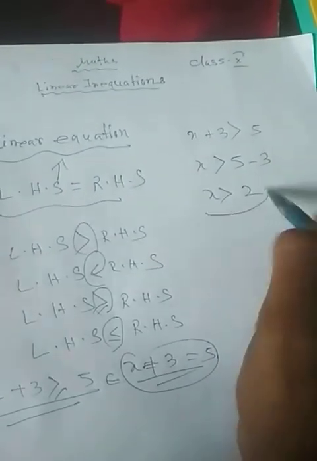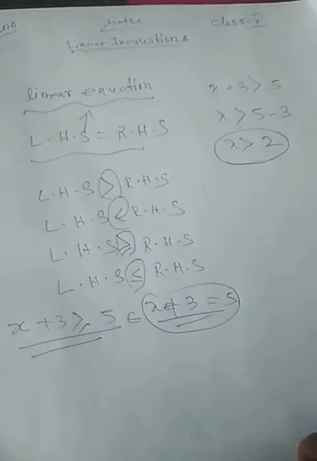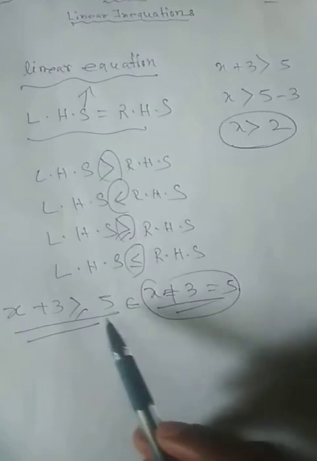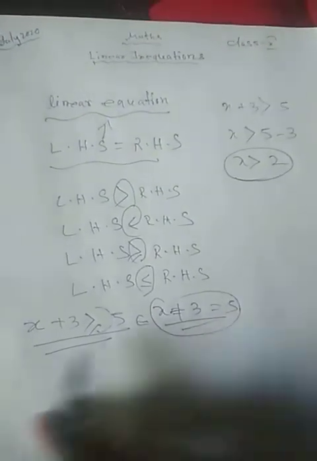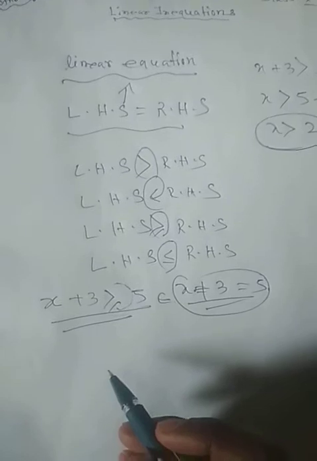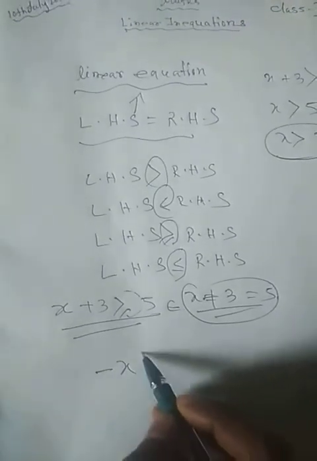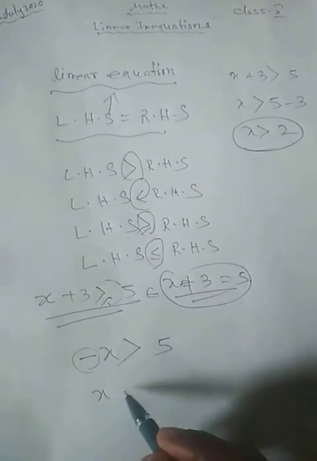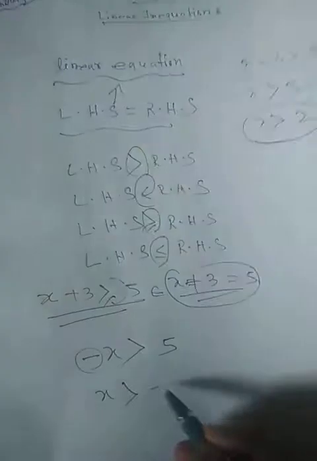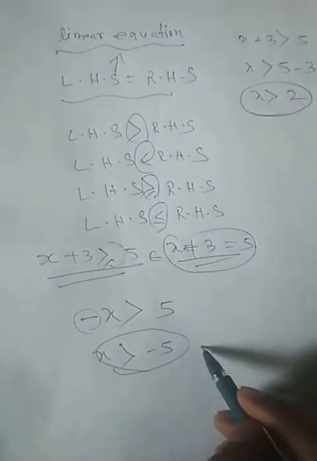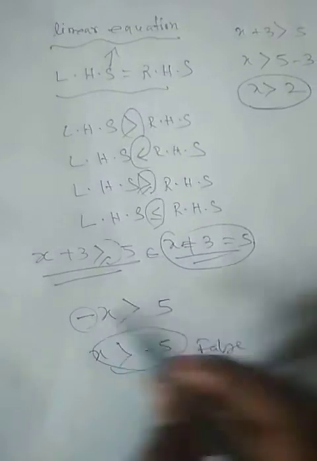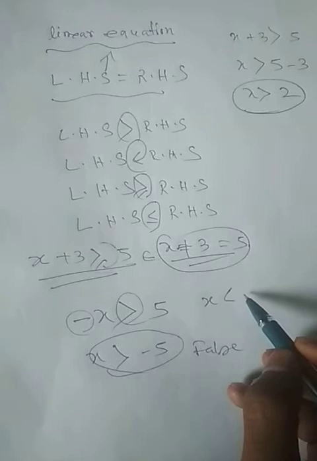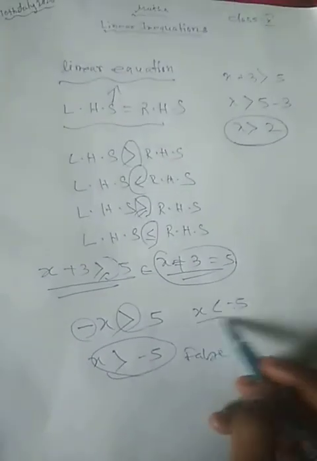The procedure is same, but there is one exception. If you change the sign, you have to exchange the greater than or less than. I am explaining this with an example, like minus x greater than 5. Now if you change the sign and write x greater than minus 5, that is not okay, that is wrong. If you are changing the sign, then you have to reverse that inequality sign also. That means it will be x less than minus 5. That you have to remember.